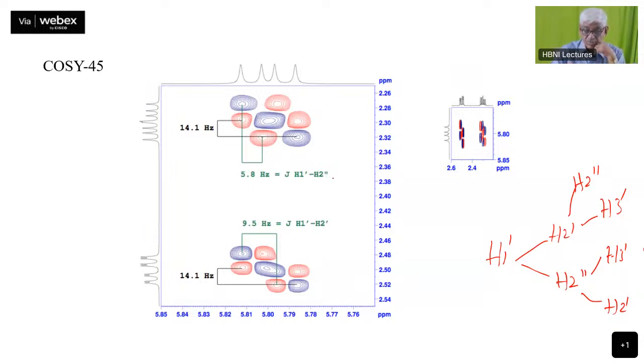5.8 hertz is 1' to 2 double prime. So here you have 1', and 9.5 hertz is 1' to 2'. And then 14.1 hertz is present in all of these cases. So from here you can determine the coupling constants. Once you know what peak you are talking about, you can figure out what coupling constants are present, and you can measure them.